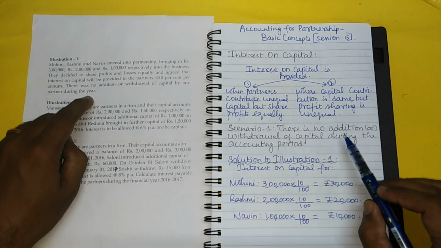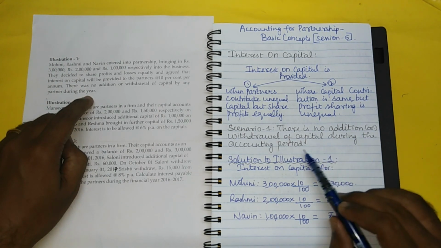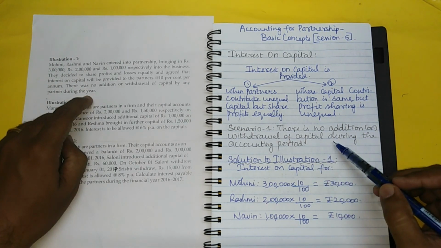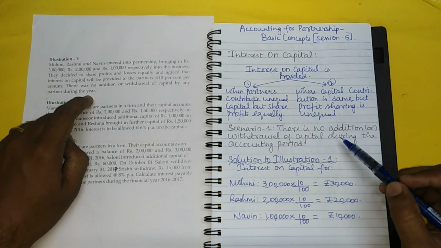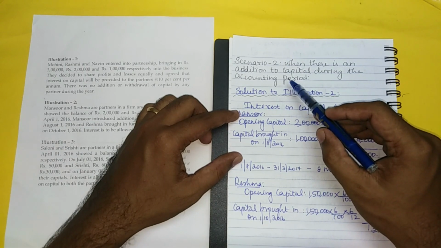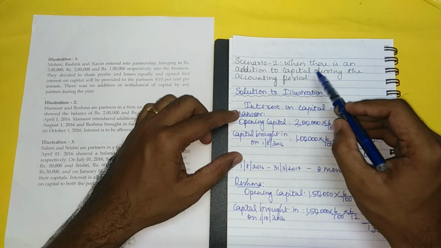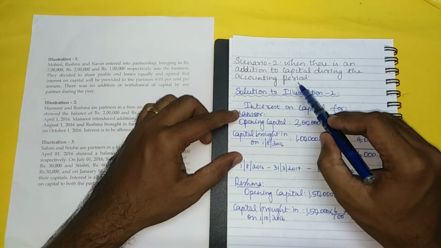Therefore, when there is no addition or withdrawal of capital during the accounting period, you need to calculate interest for the whole period on the amount outstanding at the beginning of the year. Now let us look into scenario 2. When there is an addition to capital during the accounting period.